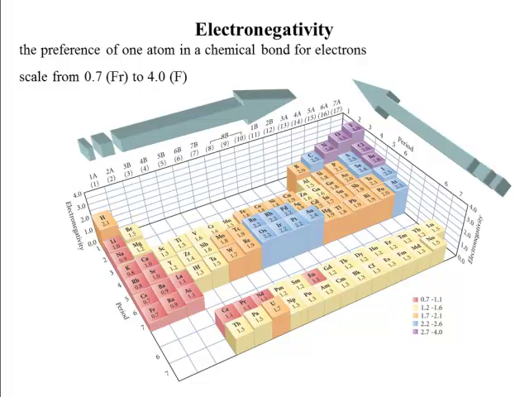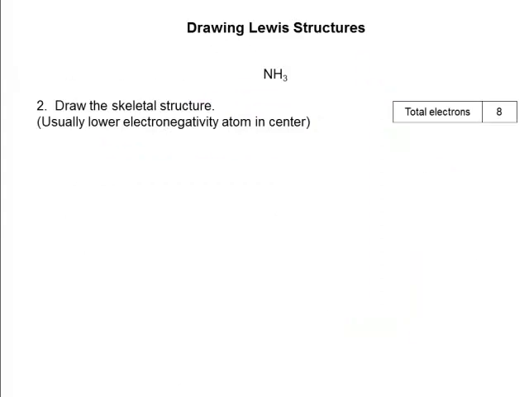So in looking at this, if we look at nitrogen, it's got electronegativity of 3. Hydrogen's got electronegativity of 2.1. We said that the lower electronegativity is going to be the central atom. We also know in this case it's going to be a little bit easier than that. We don't have to deal with the electronegativities because hydrogen is never going to be a central atom. Okay, it's just not going to happen.